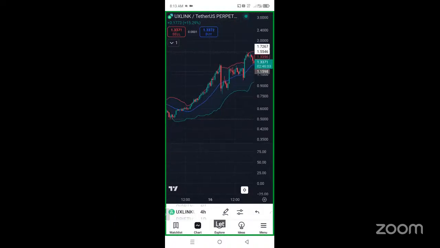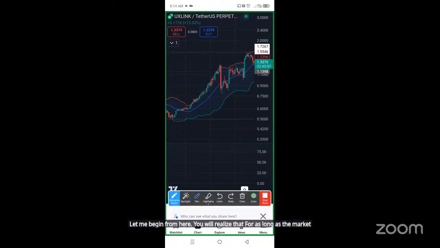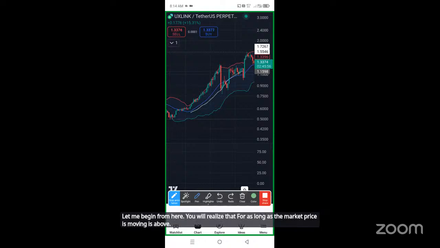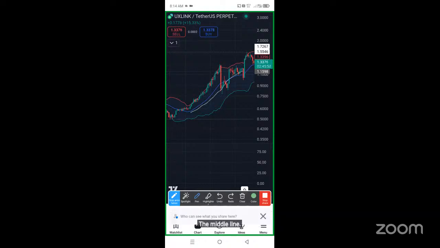Let me begin from here. You will realize that for as long as the market price is above the middle line, the price would be in an uptrend, right? For as long as the market price is above the moving average, the middle line, the price would be in an uptrend. Now, I want you to also pay attention to this. The moment you see the candle slightly goes above, let me explain here.